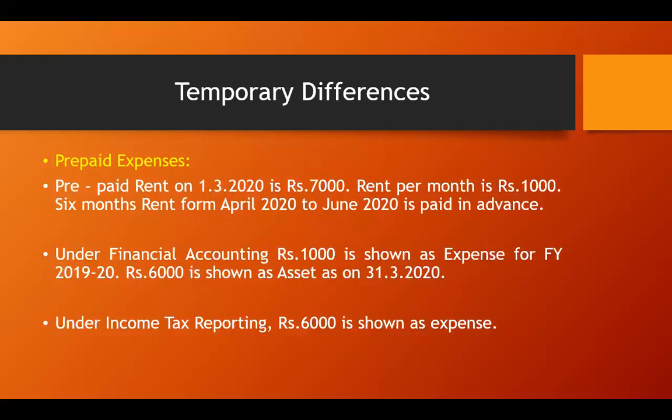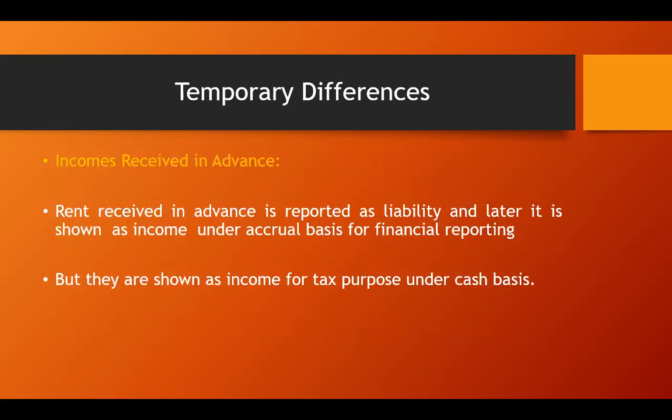For example, rent paid on 1/3/20 is 7,000. Rent per month is 1,000. Six months rent for April 20 to June 20 is paid in advance. Under financial accounting, 1,000 is shown as an expense for financial year 1920. 6,000 is shown as an asset as on 31st March 20. Under income tax reporting, 6,000 is shown as an expense. You see the difference between the cash system of accounting and the accrual system of accounting. We are following two sets of rules.